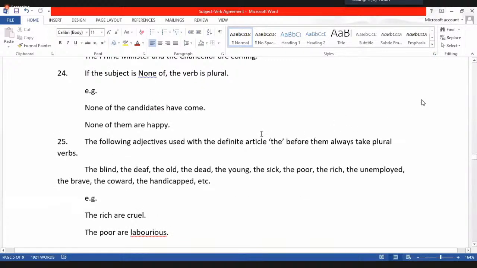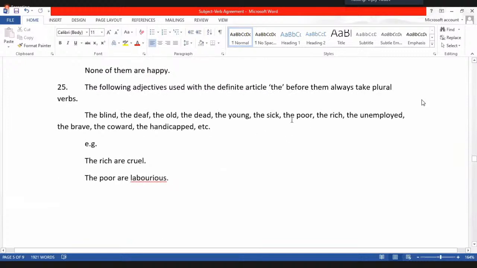Okay. 25. See, before these adjectives, if we use the, then for this we use plural verb. For example, see here, the blind, the deaf, the old. The blind means blind people, the deaf deaf people. Similarly, the old, the dead, the young, the sick, the poor, the rich, the unemployed, the brave, the coward, the handicapped, isn't it? So after all these, we use plural verb.